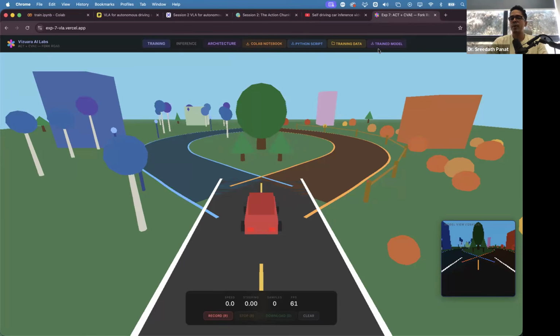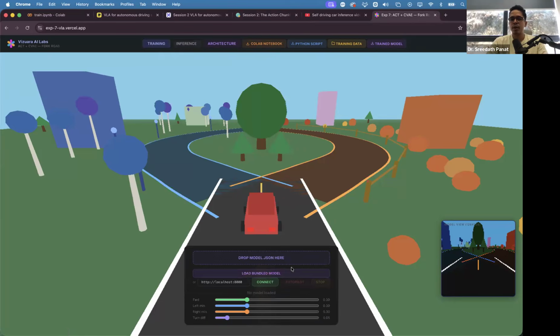So if you want to download my trained model, just click this. If you want to load it for inference, just go to inference and click load bundle model. It will automatically load it without having to download it. You can try your own experiments and come up with your conclusions. Okay. So I'll be posting an assignment related to this for you to try this week. But I think we can stop today's lecture here.